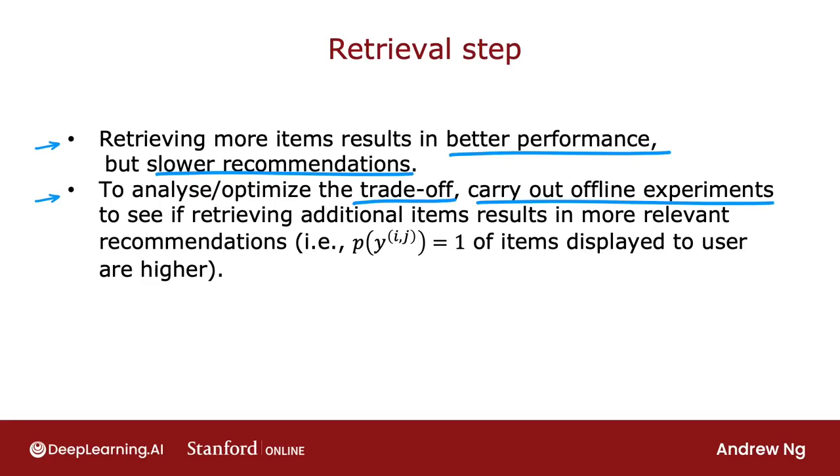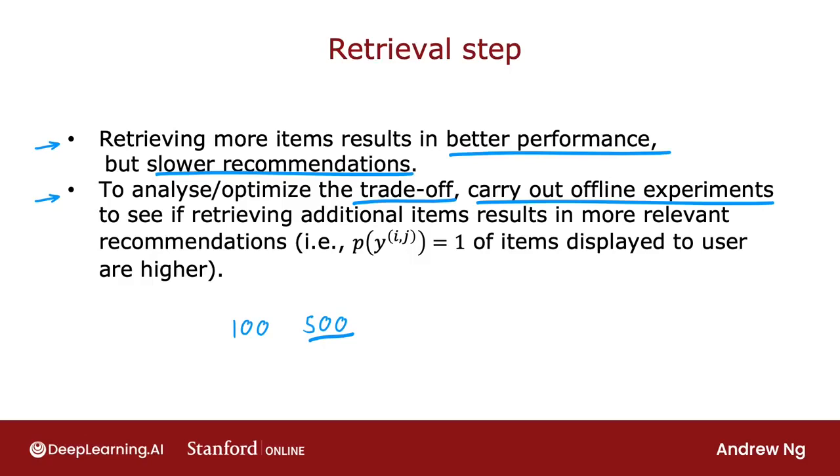I would recommend carrying out offline experiments to see how much retrieving additional items results in more relevant recommendations. And in particular, if the estimated probability that Yij is equal to 1 according to your neural network model, or if the estimated rating of Y being high of the retrieved items according to your model's prediction ends up being much higher if you were to retrieve, say, 500 items instead of only 100 items, then that would argue for maybe retrieving more items, even if it slows down the algorithm a bit.